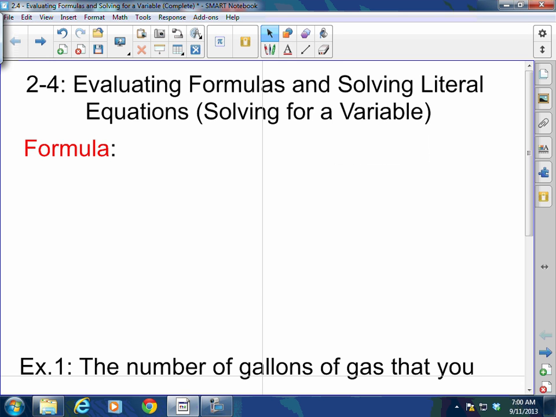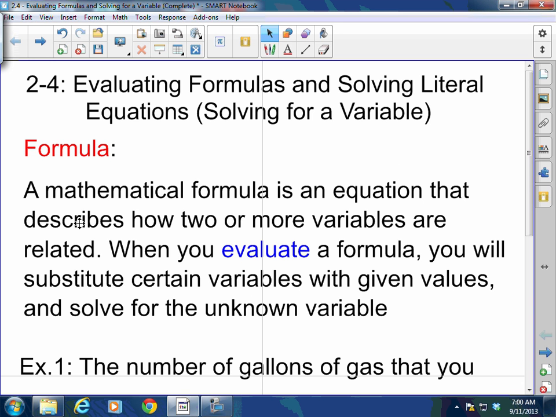First, let's talk about what a formula is. A mathematical formula is an equation that describes how two or more variables are related. When you evaluate a formula, think about the word evaluate. We've already learned that skill. You will substitute certain variables with given values and solve for the unknown variables. So remember, we've already seen evaluation.